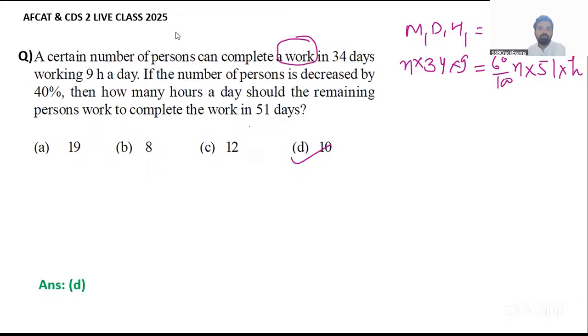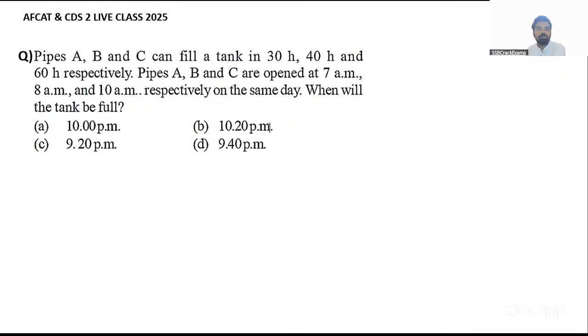All right, so let's move on to another question. Where is the marker? So, next question. Pipes A, B, and C can fill a tank in 30 hours, 40 hours, and 60 hours, respectively. Pipes A, B, and C are opened at 7 a.m., 8 a.m., and 10 a.m., respectively, on the same day. When will the tank be full? So it is a pipe problem. Try to do this question and tell me the answer.